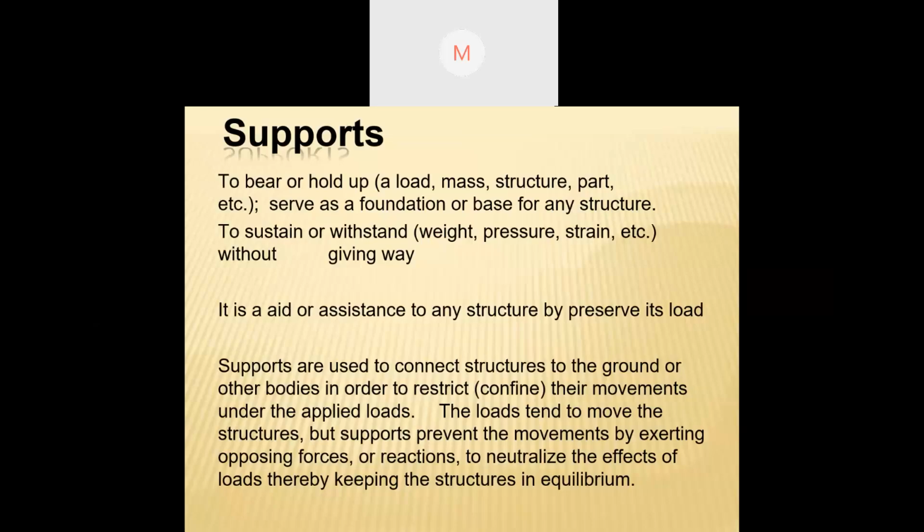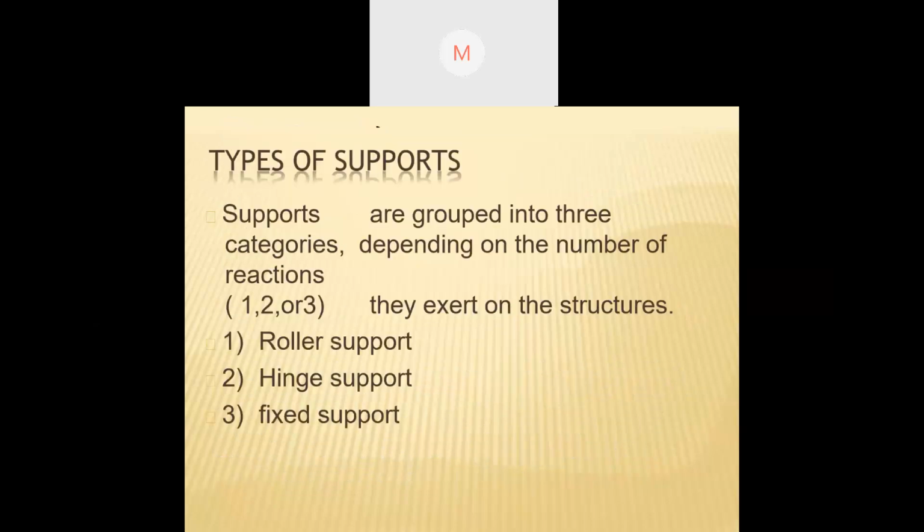Now look, if you try to hang something, you have to hang it with the help of certain supports, right? Those are the different types of supports. Now, for beams there are three types of supports. Number one is roller, number two is hinge, and number three is fixed.